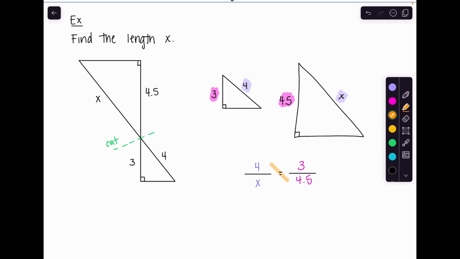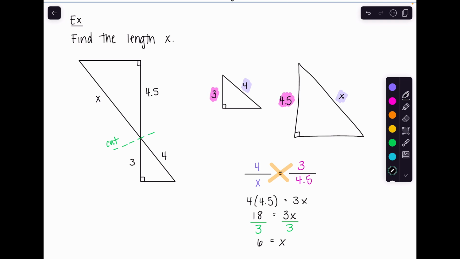So to solve for our unknown side X, we go ahead and cross multiply. So if you do 4 times 4.5, it should equal 3 times X. 4 times 4.5 is 18, and that's equal to 3X. And then I've got one last step to solve for X. We go ahead and divide by 3. So our value of X is going to be 6.